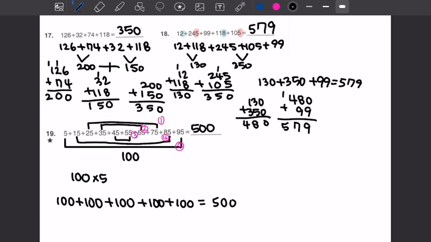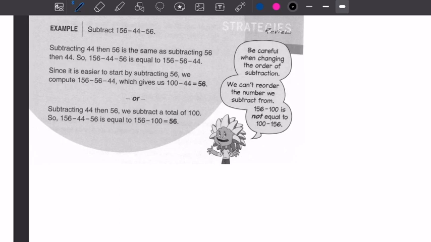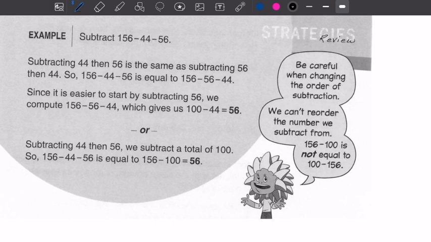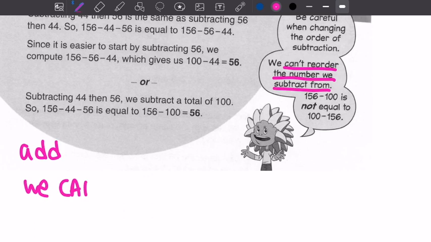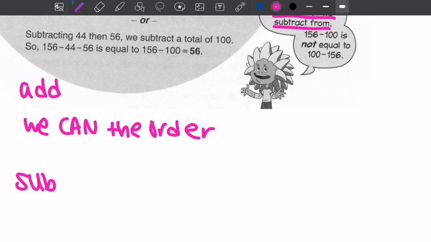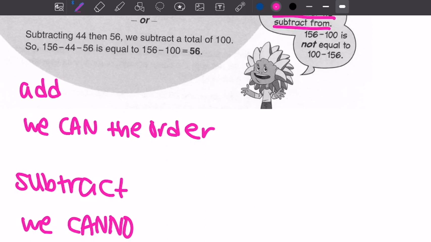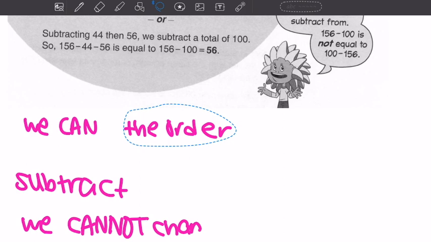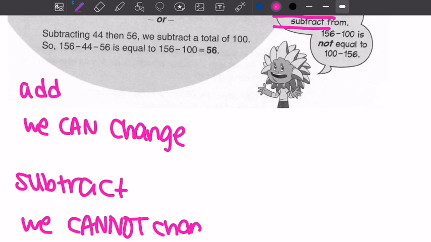Now we have one more type of example. And our friend tells us, be careful when changing the order of subtraction. We cannot reorder the number we subtract from. 156 minus 100 is not equal to 100 minus 156. Now when we add, we can change the order. However, when we subtract, we cannot change the order.